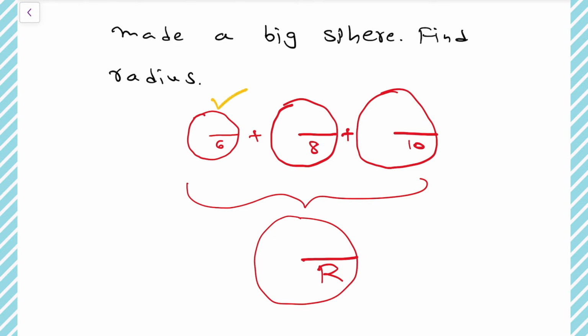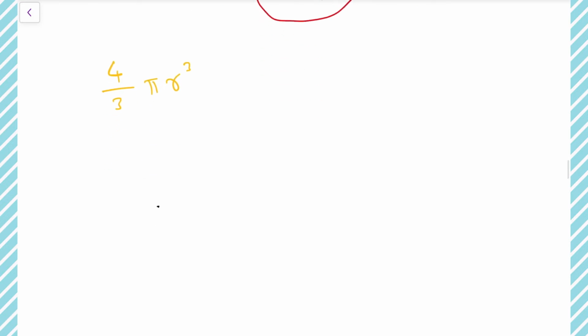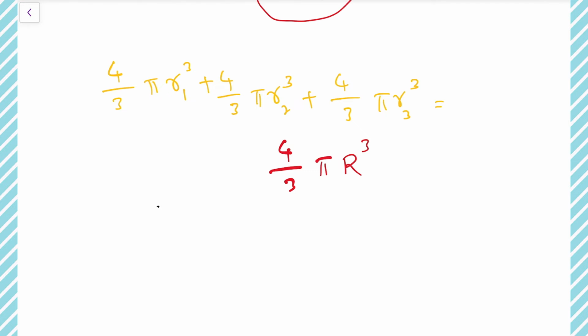But in this case, 1, 2, 3, a total of 3 spheres are there with different radii. So that is the reason I am changing the formula a little bit. Instead of 4 by 3 pi r cube, I am writing it as 4 by 3 pi r1 cube, this is the volume of the first sphere, plus 4 by 3 pi r2 cube, second sphere volume, plus 4 by 3 pi r3 cube, third sphere volume. That is equal to 4 by 3 pi capital R cube, the resulting sphere.